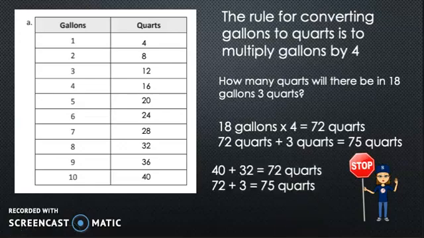You could have also used the strategy of adding the 10 gallons, which is 40 quarts, plus 8 gallons, which is 32 quarts, plus another 3 quarts to get 75 quarts. How'd you do on that problem, friends? Great job. Proud of you.